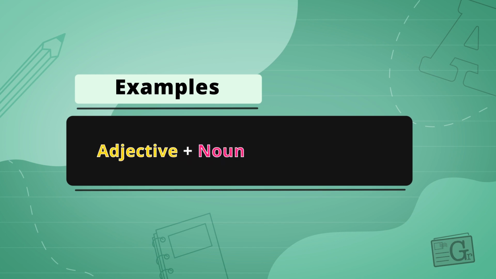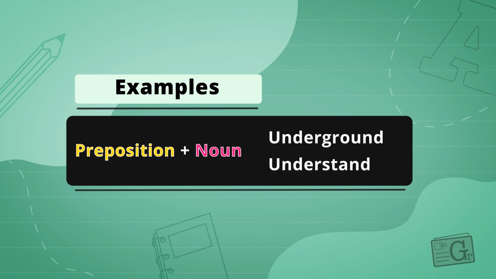Next, adjective plus noun. Software. Soft is a describing word. Where is a noun. So they join together to form a compound noun. Next, preposition plus noun. Underground, understand, and so on. Under is a preposition. Ground is noun. So they form a compound word.